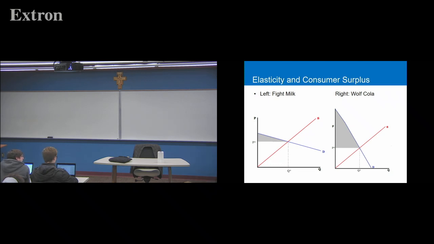So if the price increases substantially, from here to here, you're not going to see a lot of demand being lost because there's few other places to go. People don't mind the price increase so much. In this case, the consumer surplus, the area between the demand curve and the price, is much greater.